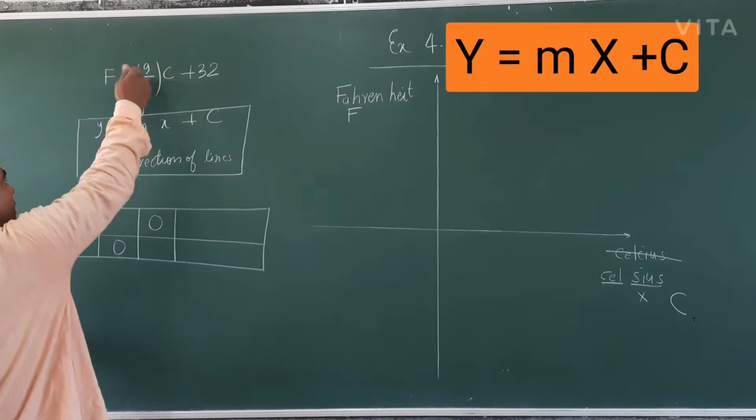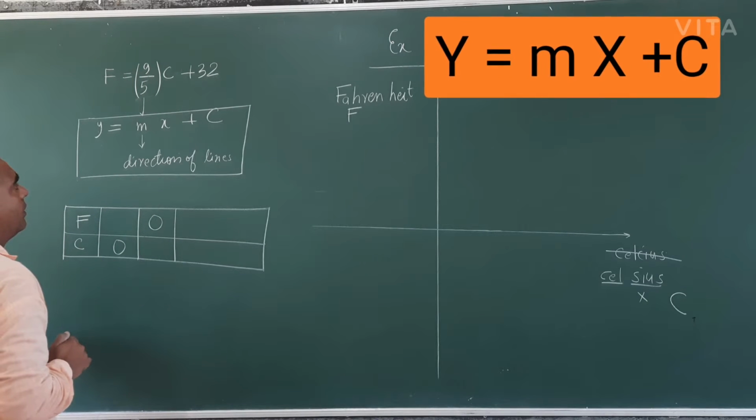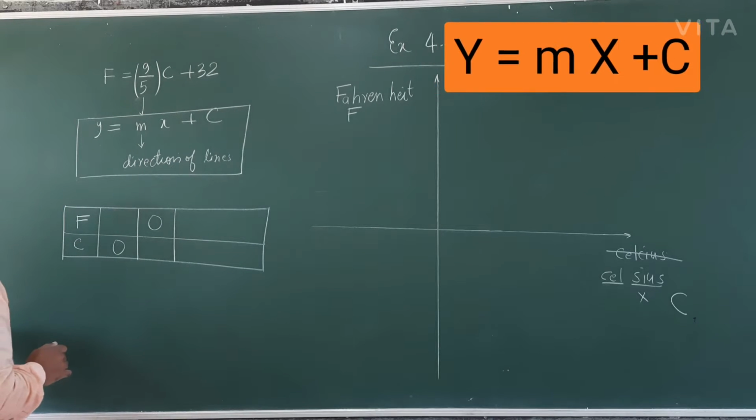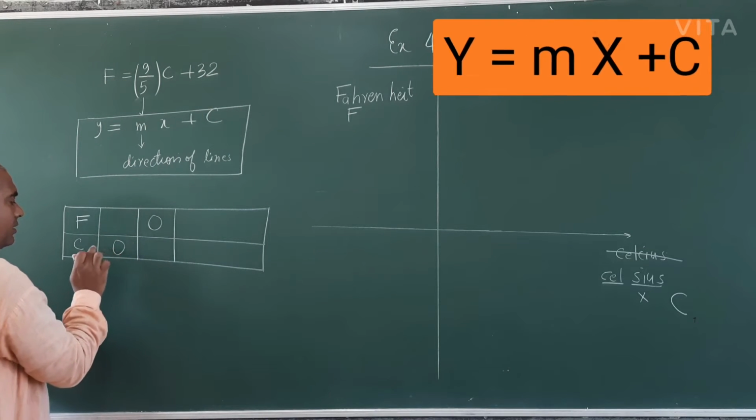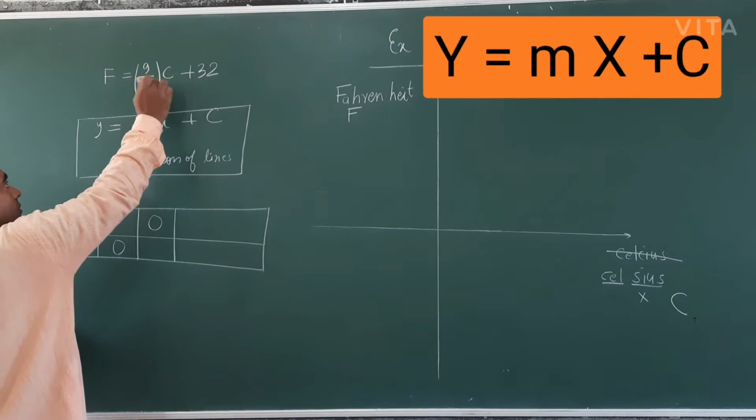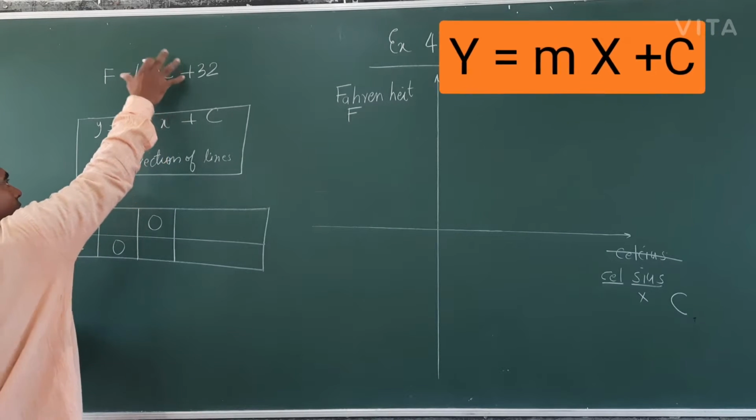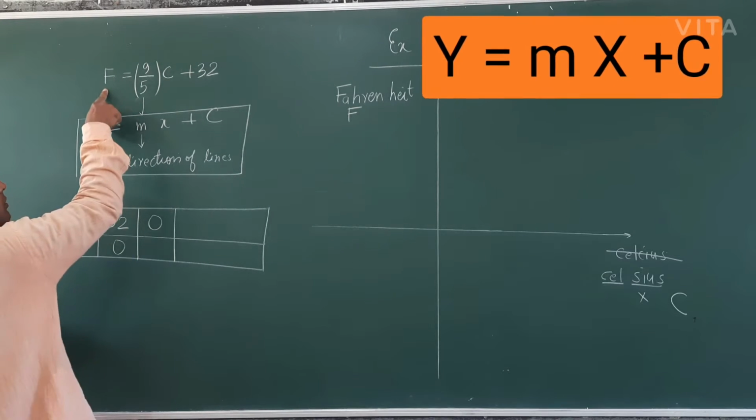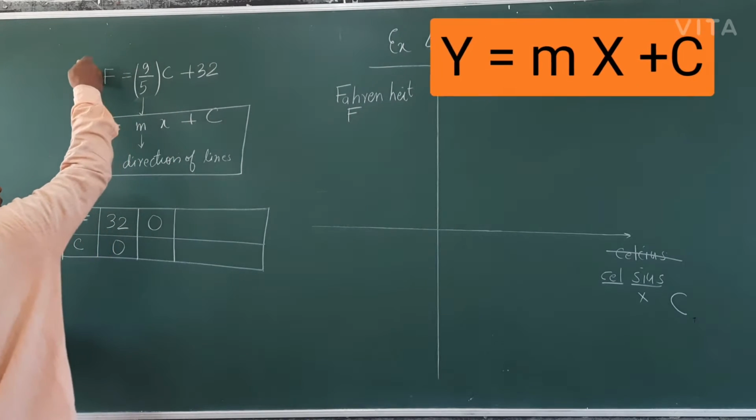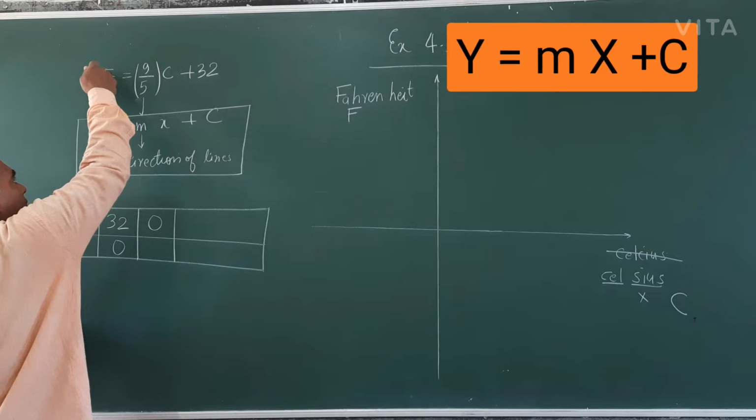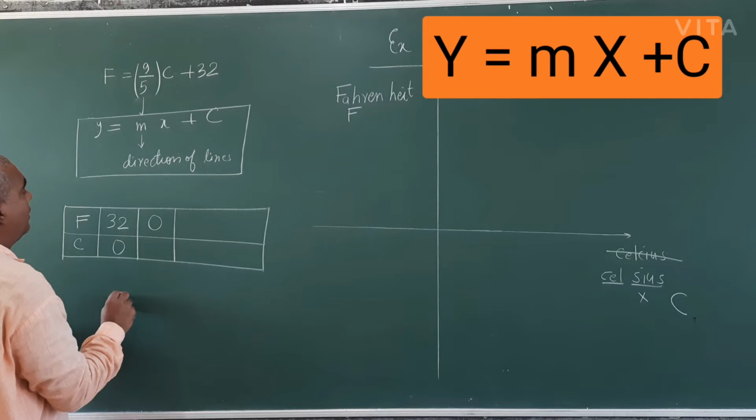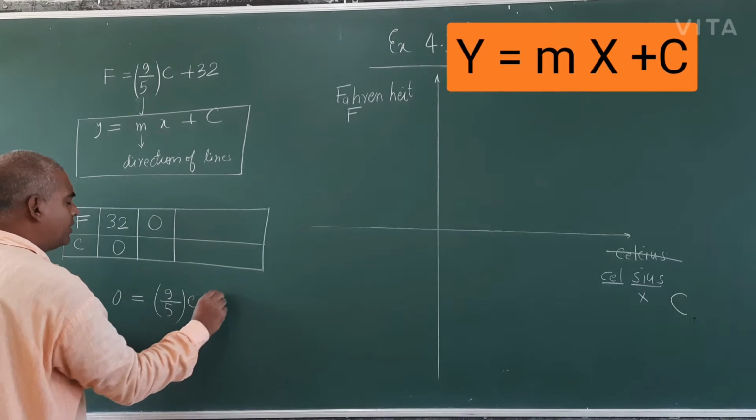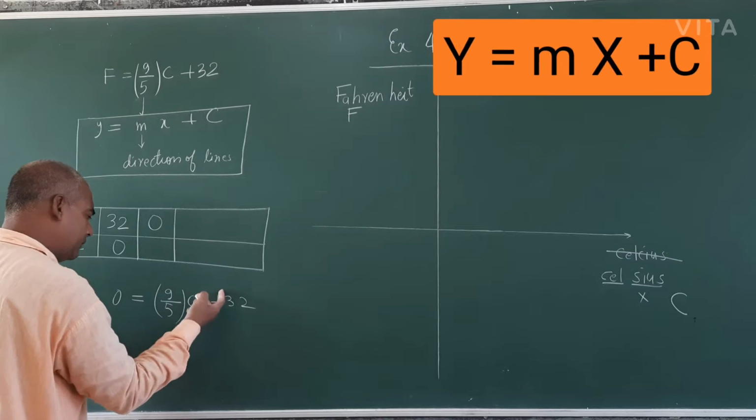For this you can simplify the equation; simplify means multiply by 5. When C is equal to 0, 9 upon 5 into C means 0, so F is equal to 32. So it's very easy. When F is equal to 0, this will be minus 32. Solve it: when F is equal to 0, 0 equals 9 upon 5 times C plus 32, so this is minus 32.